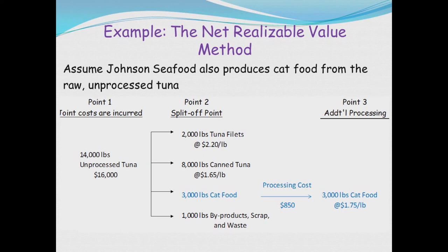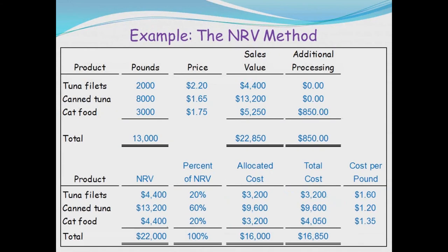Okay, so now we have more information in this example. Instead of 10,000 pounds to consider, we have 13,000 pounds. We have 3,000 pounds of cat food to think about. We have an end price, and you multiply price times pounds to get your end value, which is $22,850. And we know that there was $850 of additional processing for the cat food.